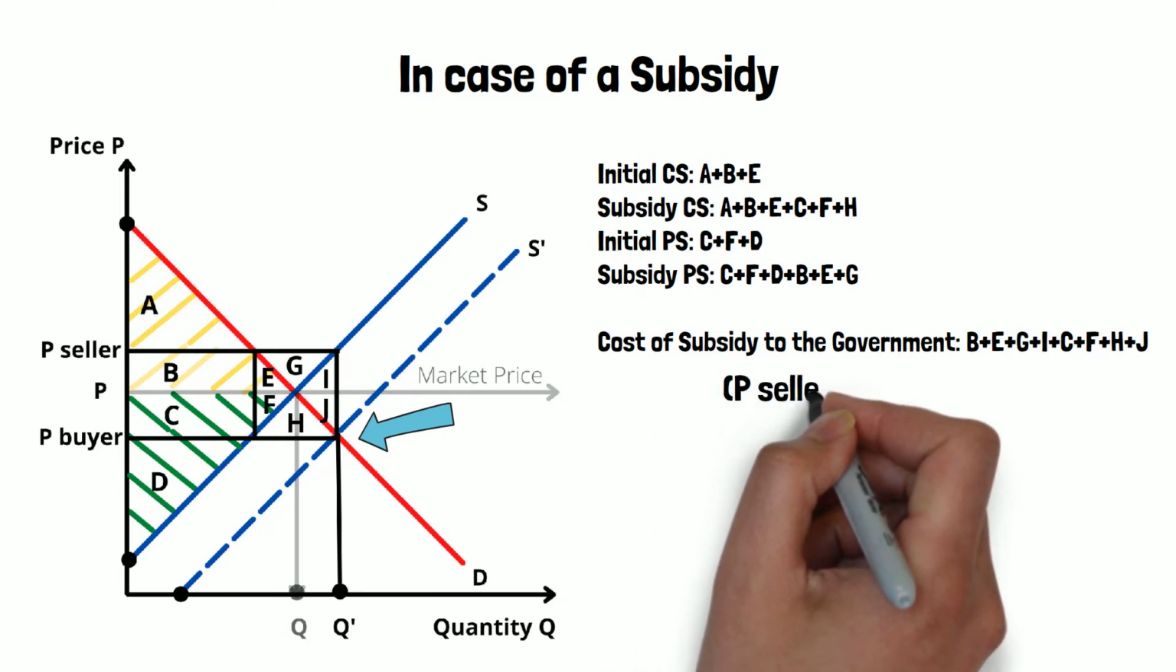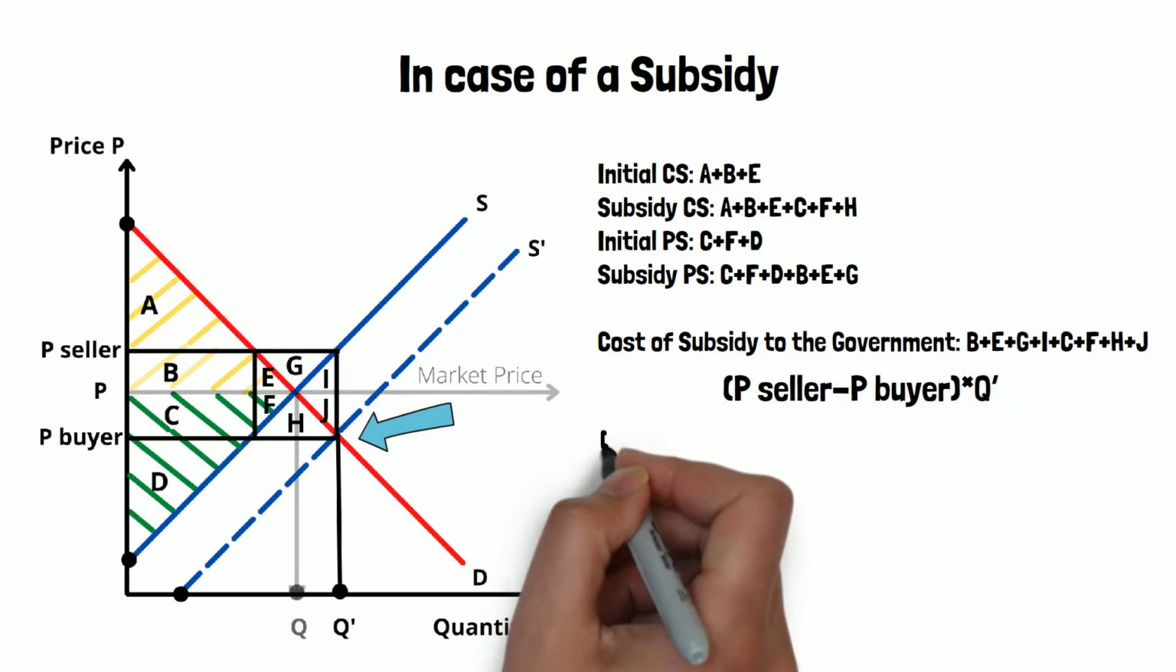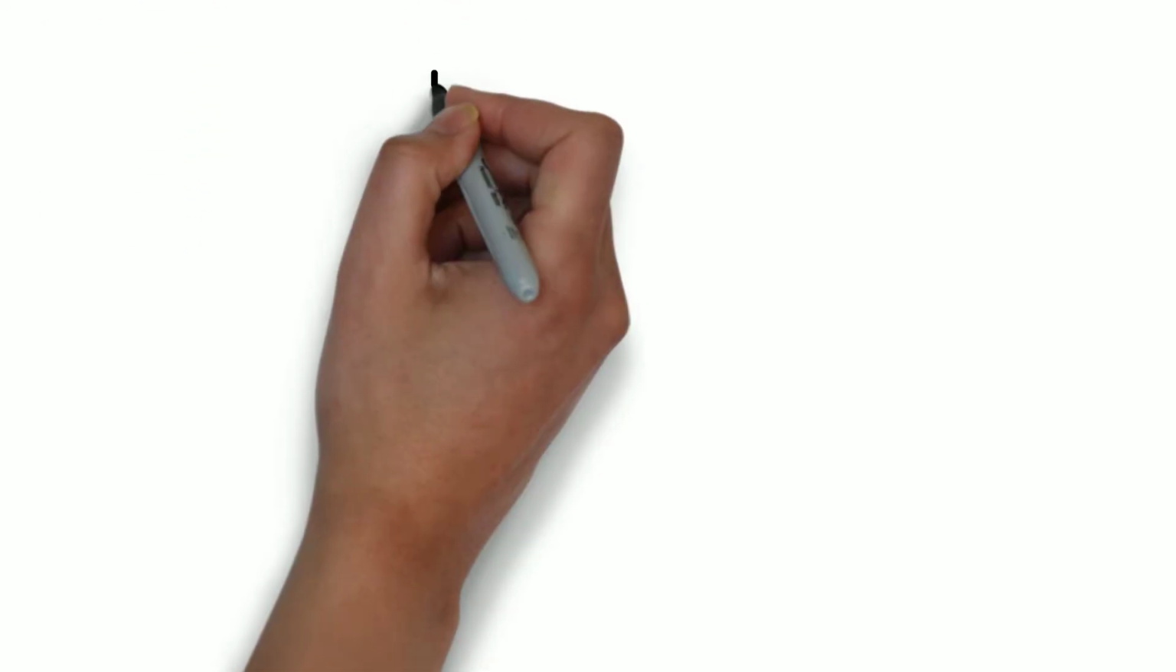You can calculate the total cost of this subsidy to the government as P seller minus P buyer times Q prime. Areas I and J are deadweight loss as a result of the subsidy. This deadweight loss is derived from people that would not have bought tomatoes before the subsidy and value tomatoes lower than the price of the subsidy to the government. You can pause the video here if you need more time to look at the graph.